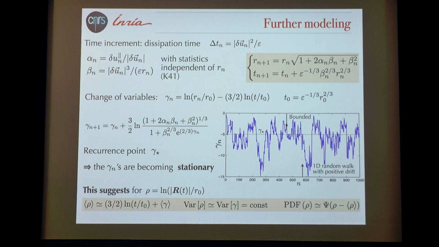Yes, alpha and beta are random variables. Beta is positive, but alpha is not. Alpha is how big the component in the separation between trajectories is, the longitudinal component compared to the full norm of the velocity difference. So parallel means it's delta u projected on R. And beta n is delta u cubed by R, the modulus of it, which is always positive.